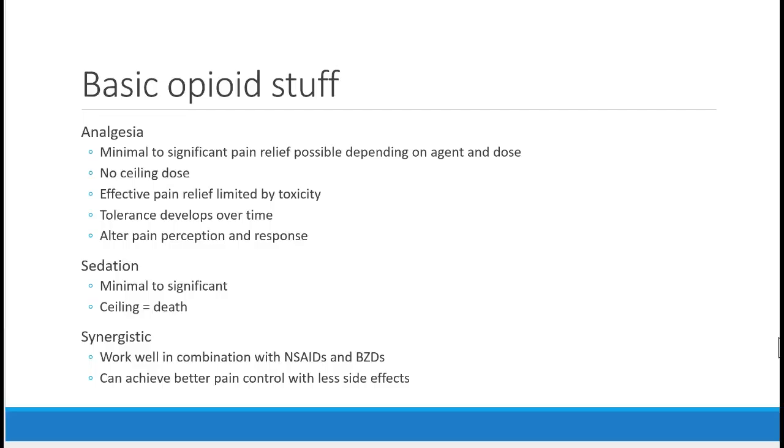So you can push an opioid dose to get more and more pain relief, but you may not be able to get to the point where you would like to be because the patient is sleepy or their respiratory rate's dropping. Of course, we don't want that to happen. Tolerance to opioids develops over time, so the longer somebody's on one, the more they need to get that same analgesic effect. And the mechanism of opioids, I'll talk about this on the next slide and what receptors they're hitting.